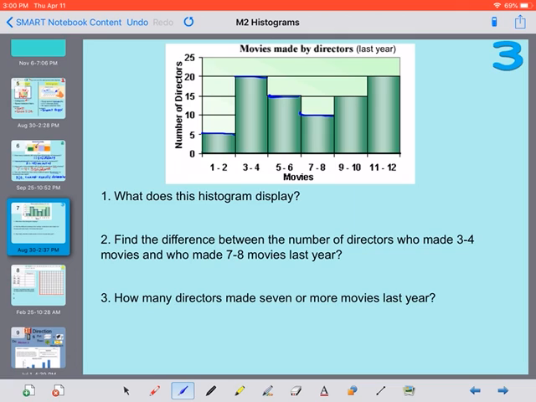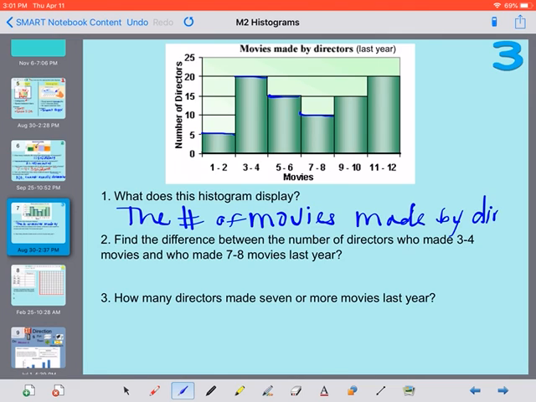So what does this histogram display? The number of movies made by directors. I'm running out of space there. If you wanted to put the number of movies made in ranges by directors, that's fine too, but however you want to say that. There's lots of ways we could say that.